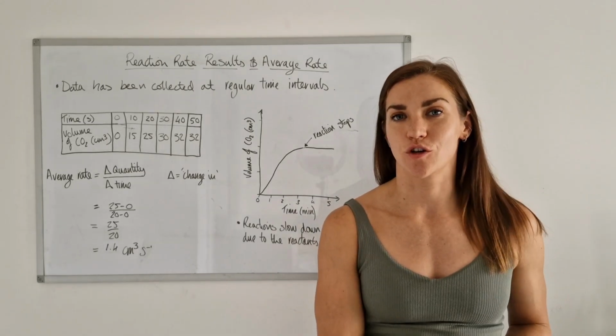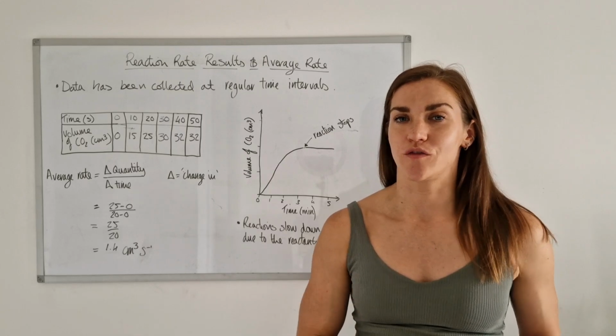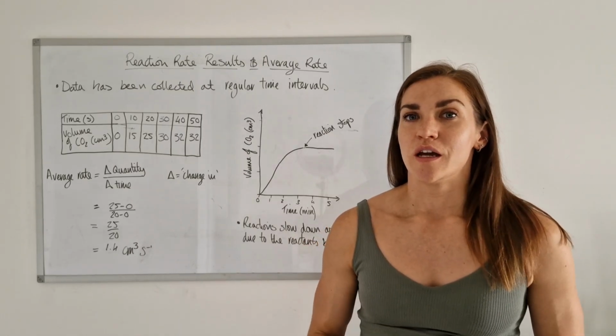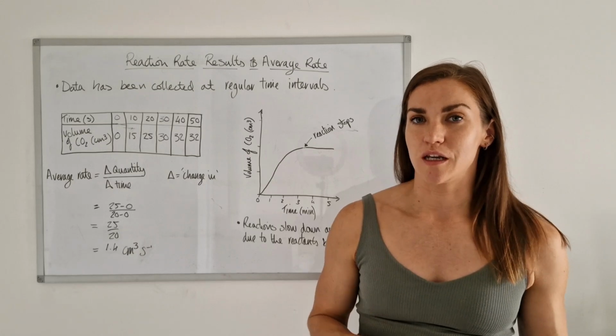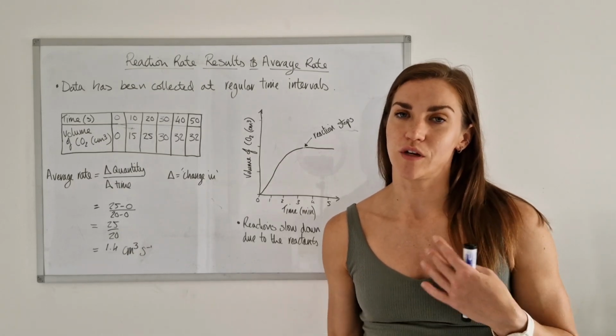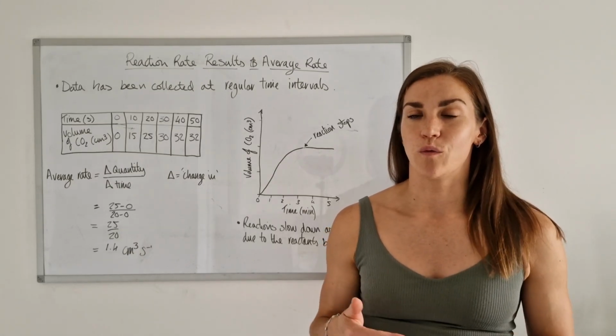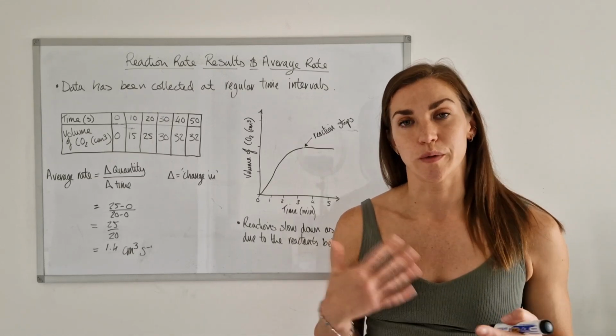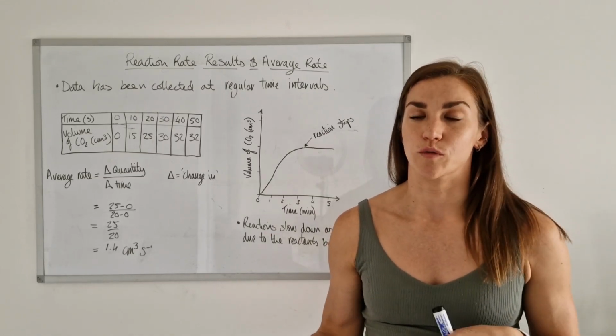One last thing I'm going to talk about in this video is how the amount of reactant you have can affect the amount of product you produce. Now, the amount of product you make is proportional to the amount of reactant you have. So by that, what I mean is if you were to halve the amount of your reactants, you would probably halve the amount of your products.